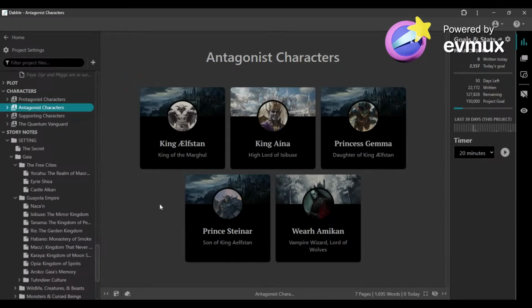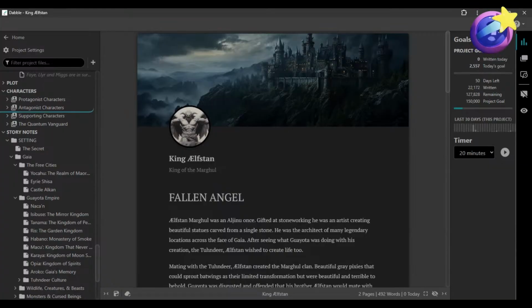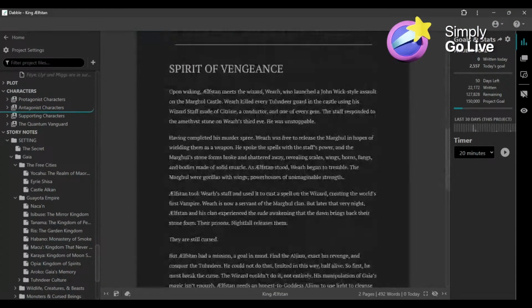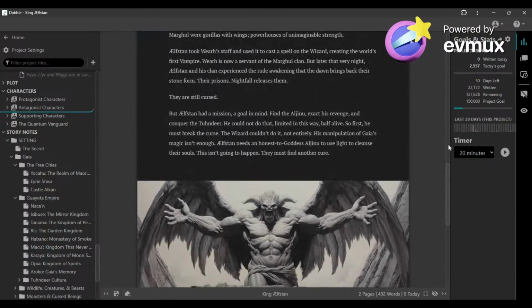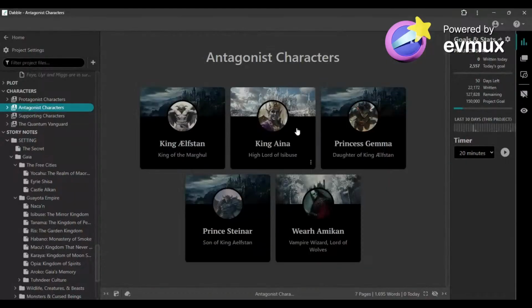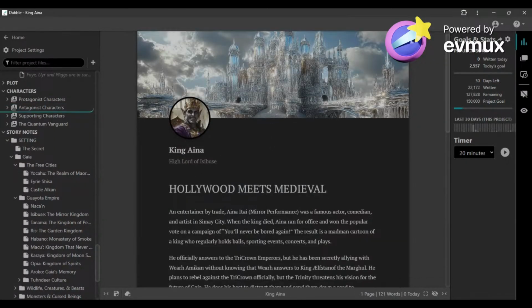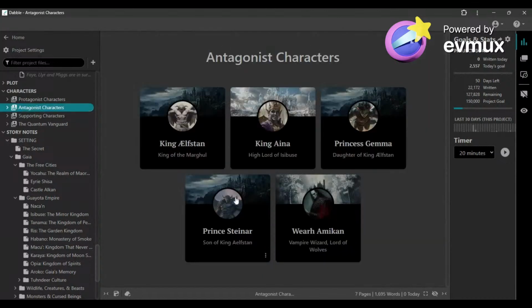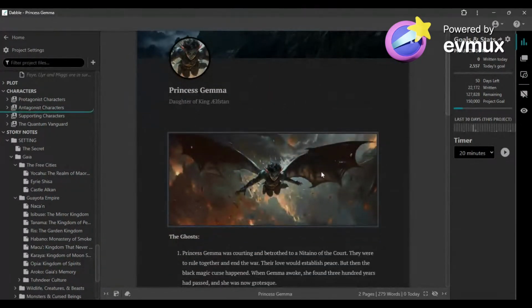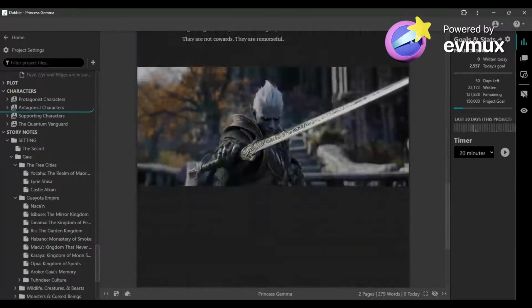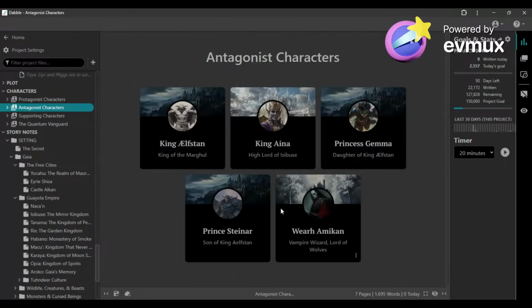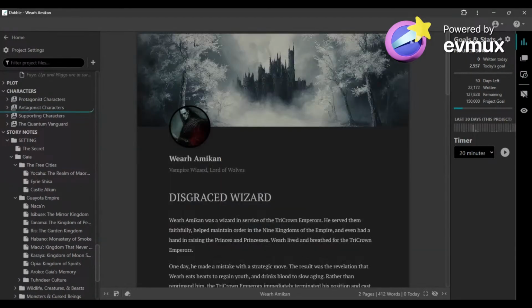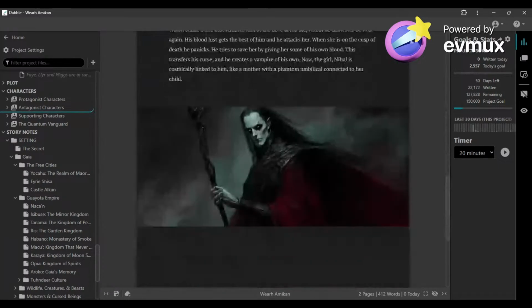Antagonistic characters, including some monstrous forms. We're gonna do some weird stuff in book two. We've got some stuff going down. Even vampiric in nature.